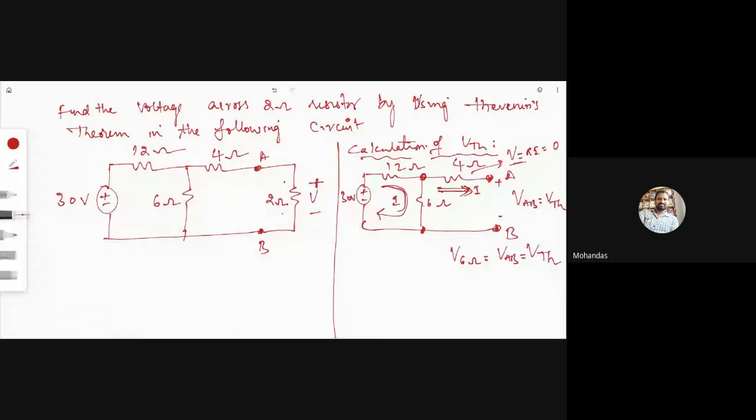Now, how to calculate the voltage across the 6 ohm resistor? Once you know the current, you can calculate the voltage here. By KVL in this loop, minus 30 plus 12I plus 6I equals 0, which gives 18I equals 30, then I equals 30 by 18. What is this value, Amma?